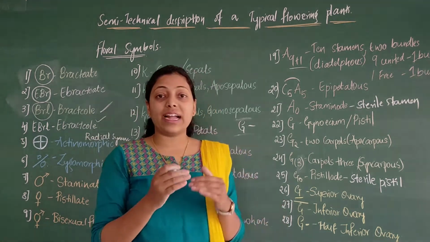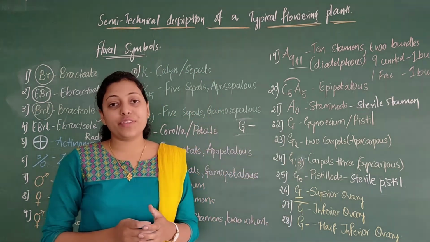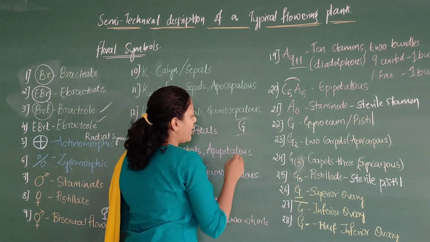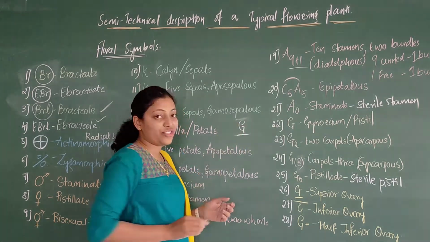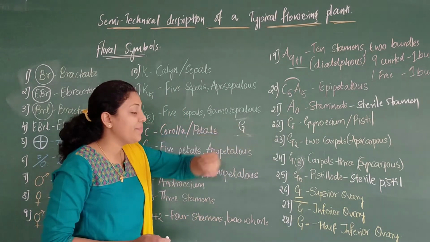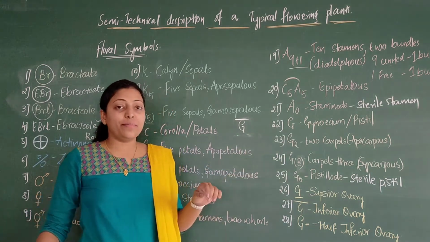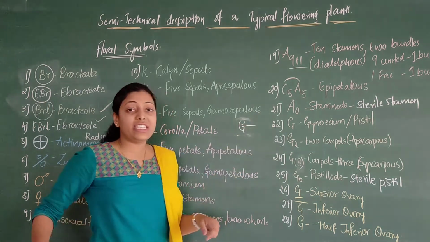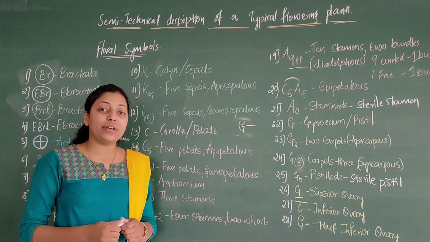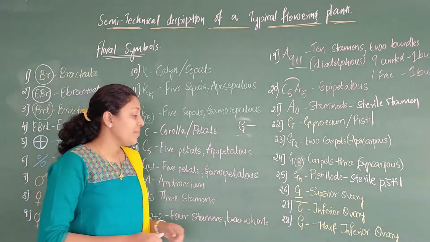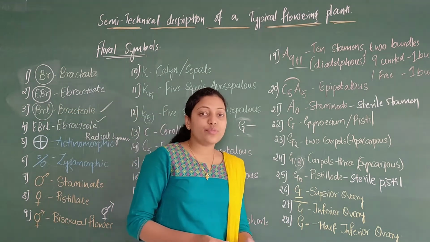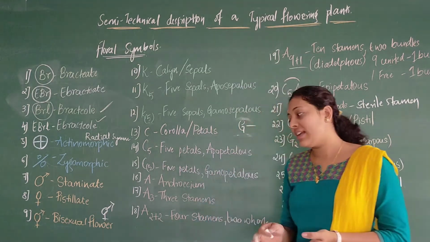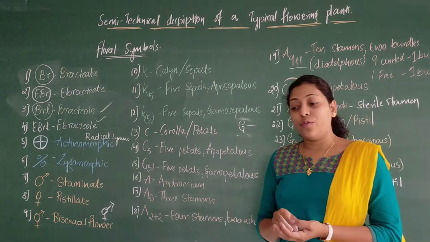So these are the different kinds of technical description which we use based on the position of the ovary. I will repeat it. If the line is below the G, it means that it is a superior ovary. If the line is above the G, it means that it is an inferior ovary. And if the line is in front of the G, it means that it is a half inferior ovary, that is, a perigynous flower.